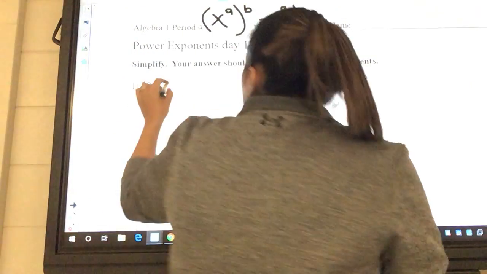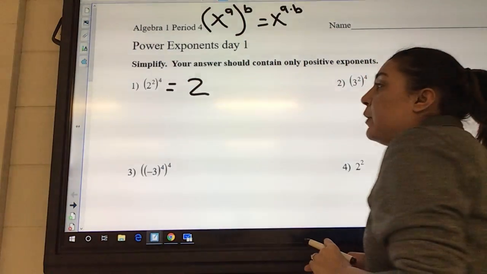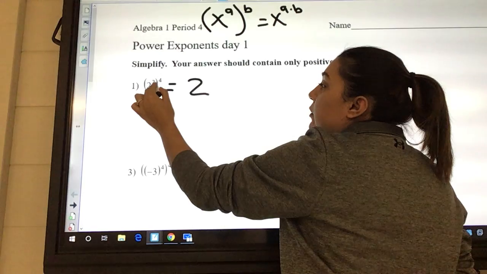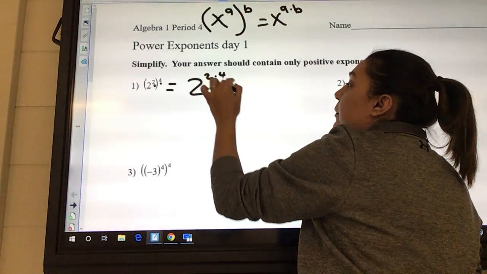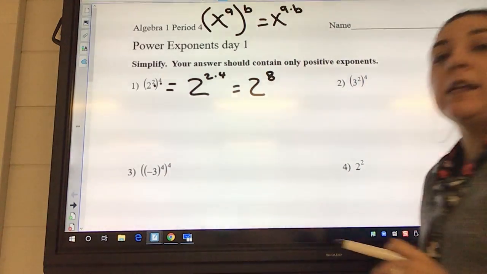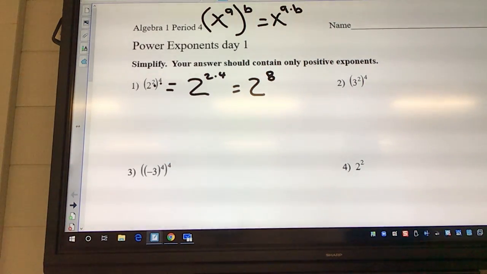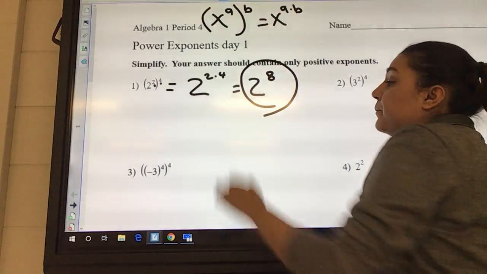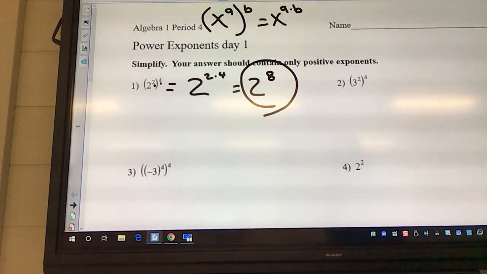Okay. So we keep our same big number. So it's going to be 2, and then we multiply the little ones. So I'm going to have a 2 and a 4. So it's going to be 2 times 4. Well, 2 times 4 is 8. So it's just going to be 2 to the 8. And we say, well, is there any negatives there? Well, no. And so we're done. That wasn't so bad.